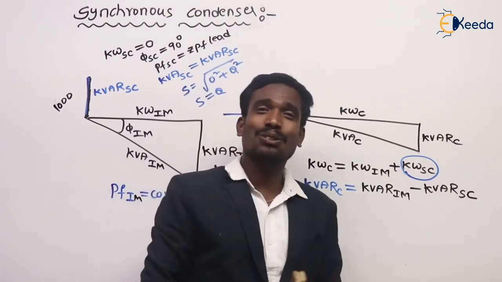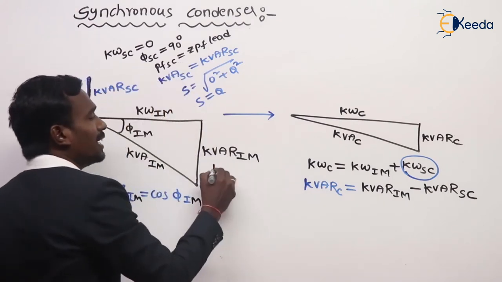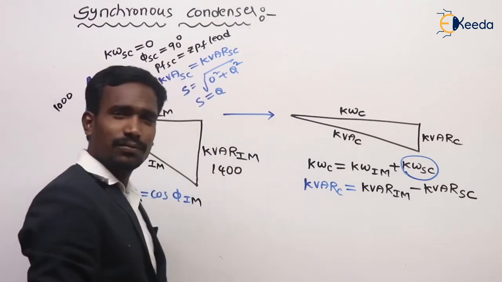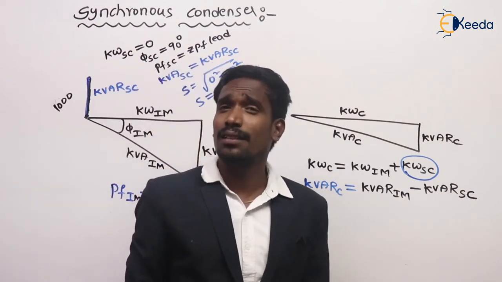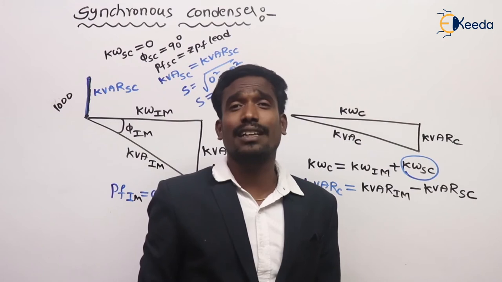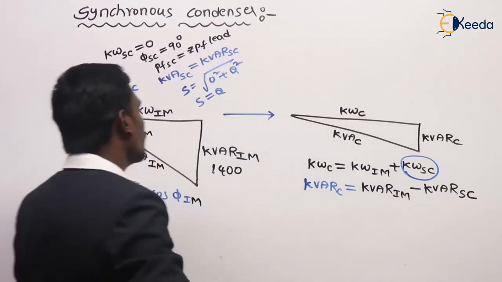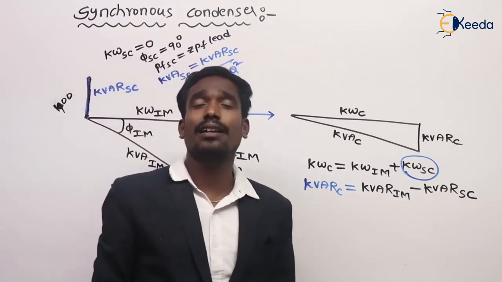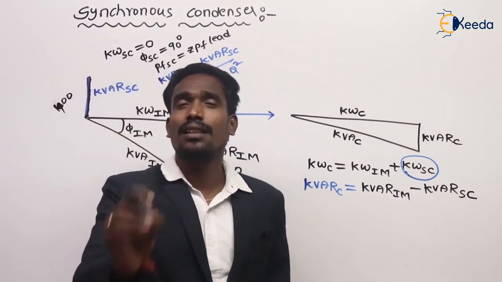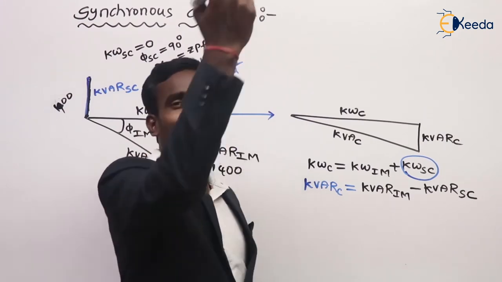So they will ask you a question. My induction motor has a rating of 1400 KVAR. To get unity power factor, what is the rating of the synchronous condenser we have to add to the induction motor? Ultimately, 1400. If you add a synchronous condenser of 1400 KVAR rating, then the reactive power component is 0 and the power factor is unity.